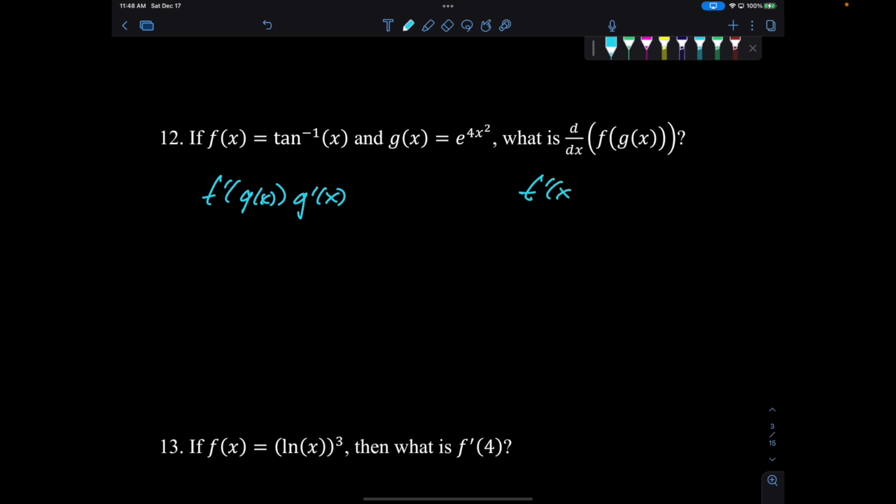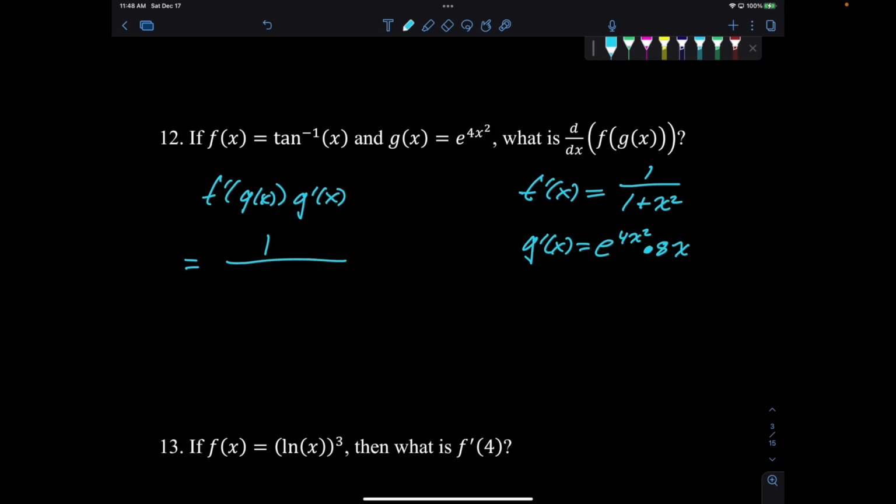So f prime of x is the derivative of arctan, which is 1 over 1 plus x squared. And then g prime is going to be e to the 4x squared times the derivative of 4x squared, so times 8x. All right, so I could write it out like this, 1 plus, I have to plug g in, so it's going to be the quantity e to the 4x squared, squared, and then times, let's say, 8x e to the 4x squared.